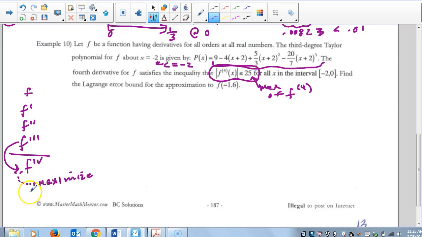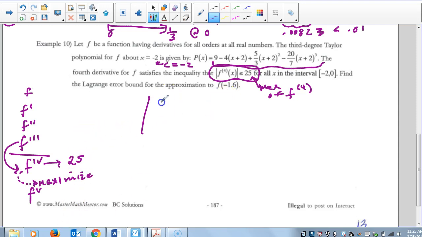And in order to do that, you had to go to f5, but of course we don't have the function, which is what AP loves to do, is not give you a function and make you say, do you really understand that? So this maximum is 25. It's within 25. So less than or equal to 25. So that's your top number. My center is -2. And they're asking me to find the error approximation for f of -1.6. So it's -1.6 minus -2.